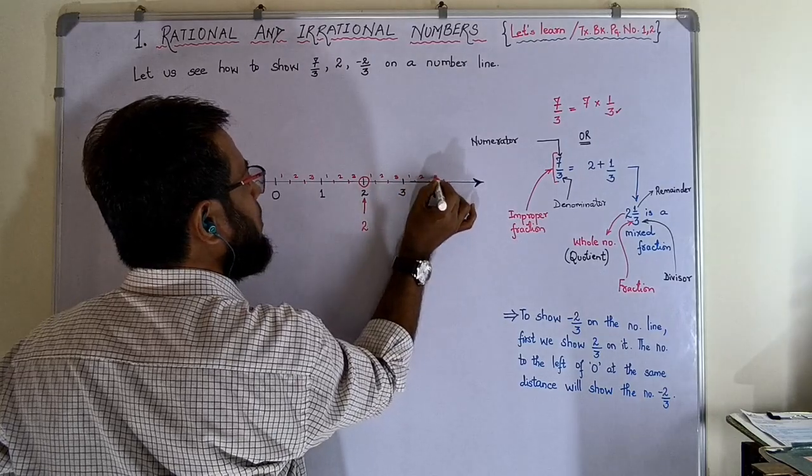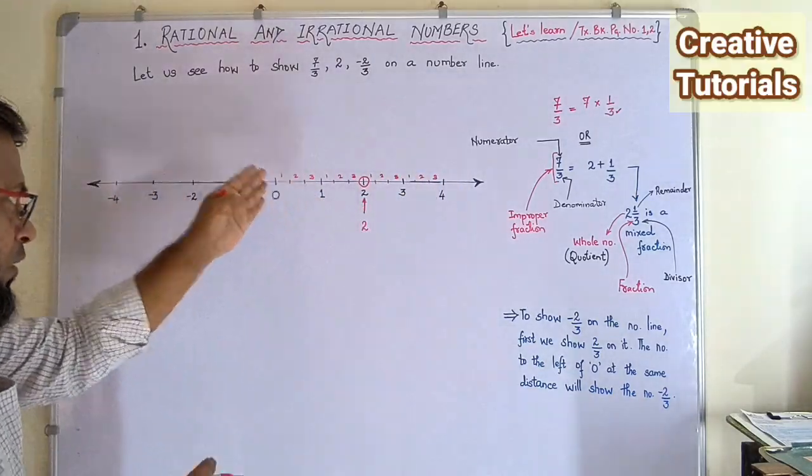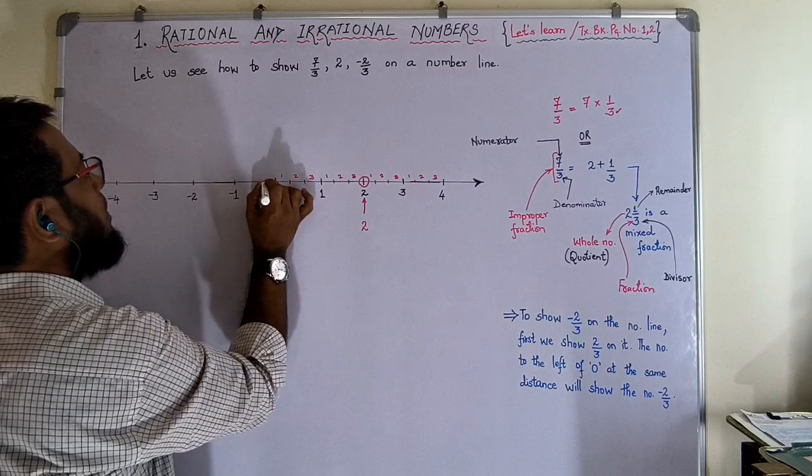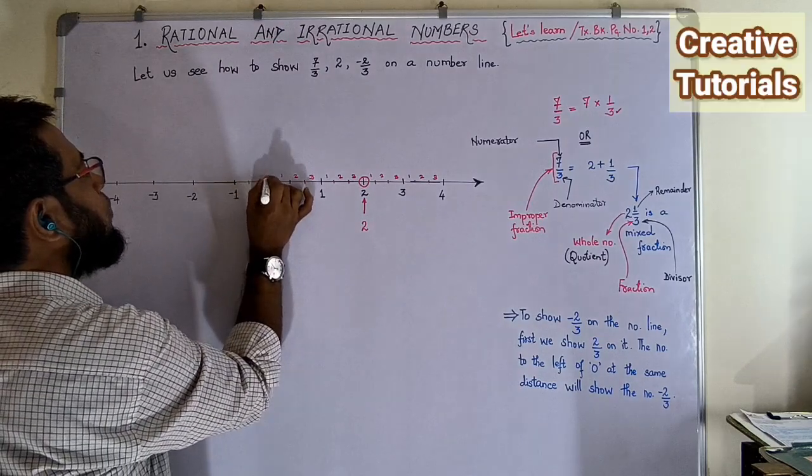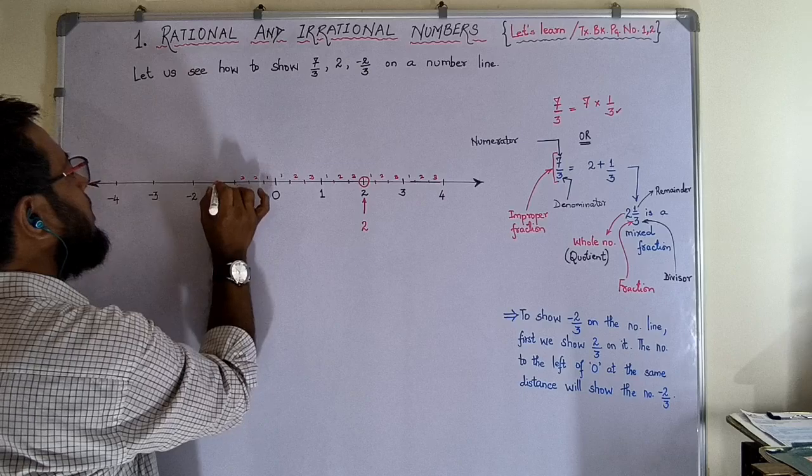1, 2, 3. Correct now? Same thing we will do on this side. Okay? So 1, 2, 3. Correct?